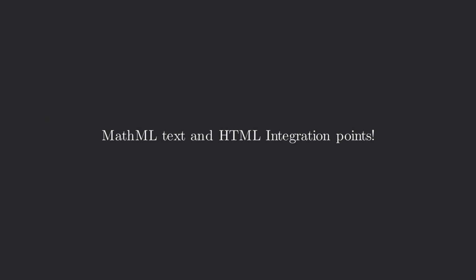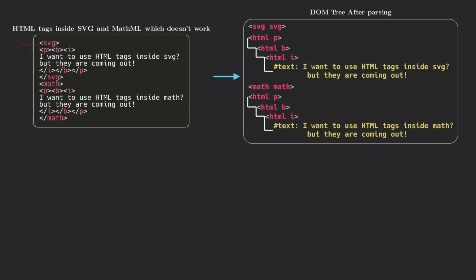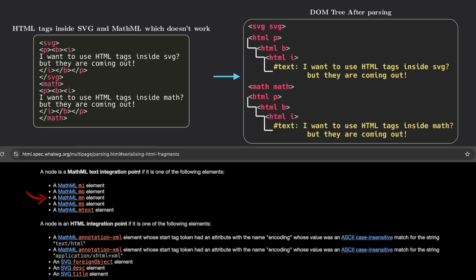To understand the next piece, we need to dig further into the HTML specification to understand MathML text and HTML integration points. As we discussed in the previous video, when the parser encounters SVG or math tags, it switches parsing to the SVG or MathML namespaces respectively. But what if we want to use HTML tags inside SVG or MathML? To handle this case, the HTML specification provides tags known as MathML text integration points and HTML integration points, allowing HTML tags within these namespaces. Let's see with an example as usual.